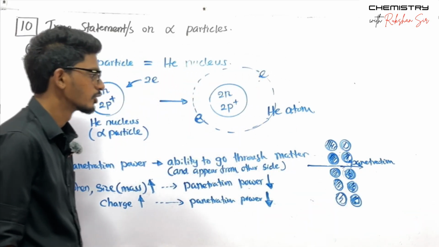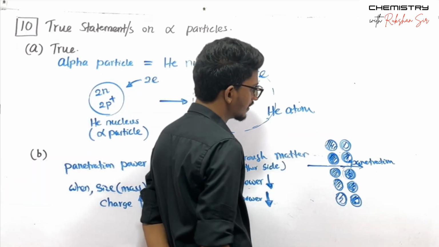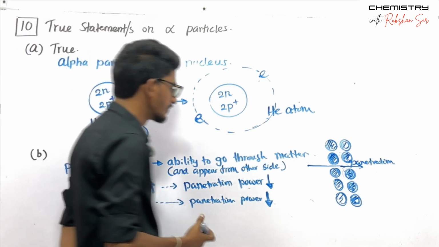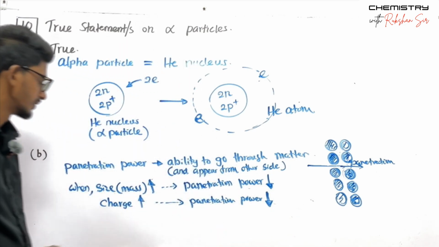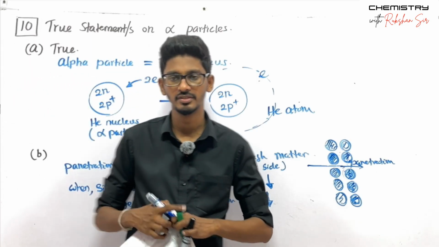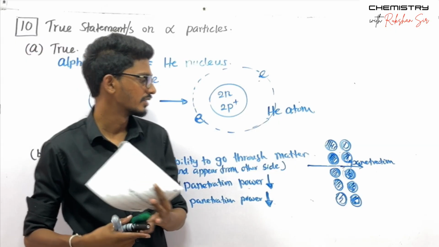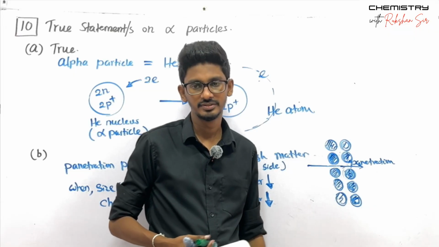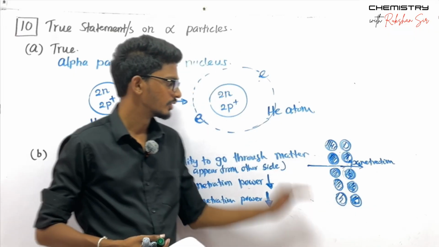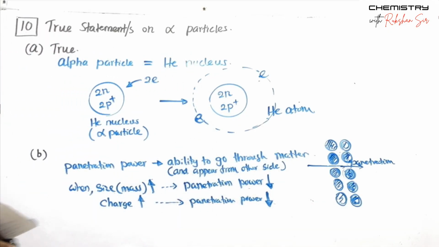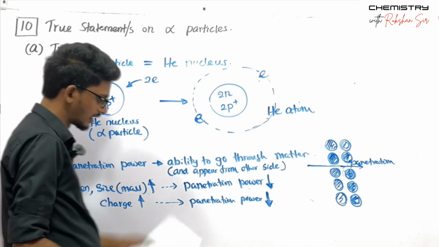So penetration decreases when the deviations occur. Deviations will occur when your charge is high. If you are chargeless particles, no deviations. If you are chargeless particles, you won't attract to the charges. So no deviations, and you can easily get penetrated. That is the idea. So penetration power depends on the size as well as the charge.